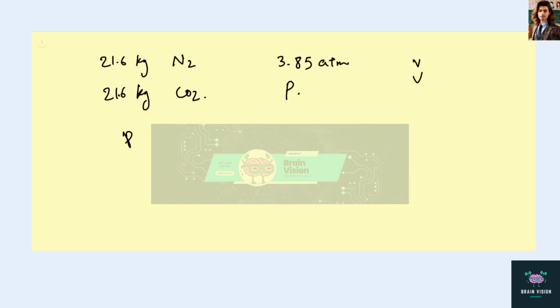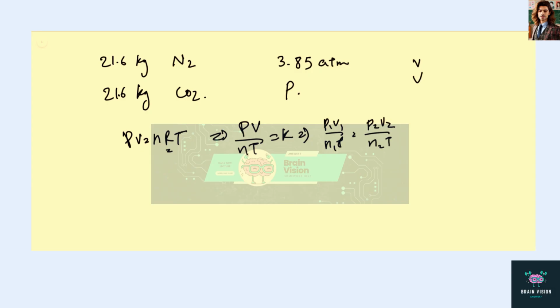Now we know that PV is equal to nRT, and R is a constant for all gases, which means we can see that PV by nT is a constant, which means we can write P1V1 by n1T is equal to P2V2 by n2T. We know that the temperature is the same and so is the volume. So that leaves us P1 by n1 is equal to P2 by n2. So pressure P2 is P1 times n2 by n1.